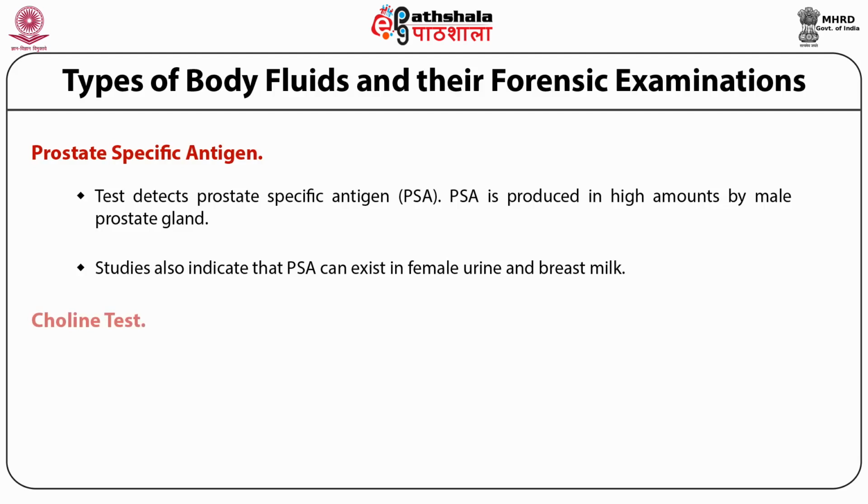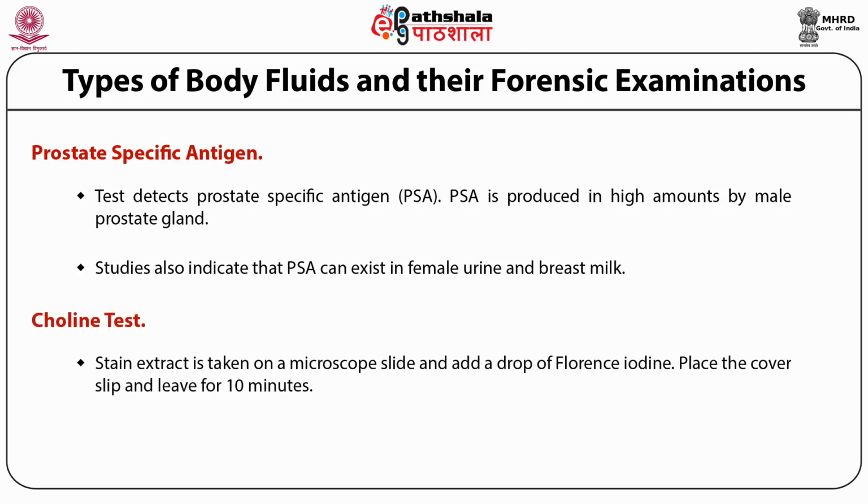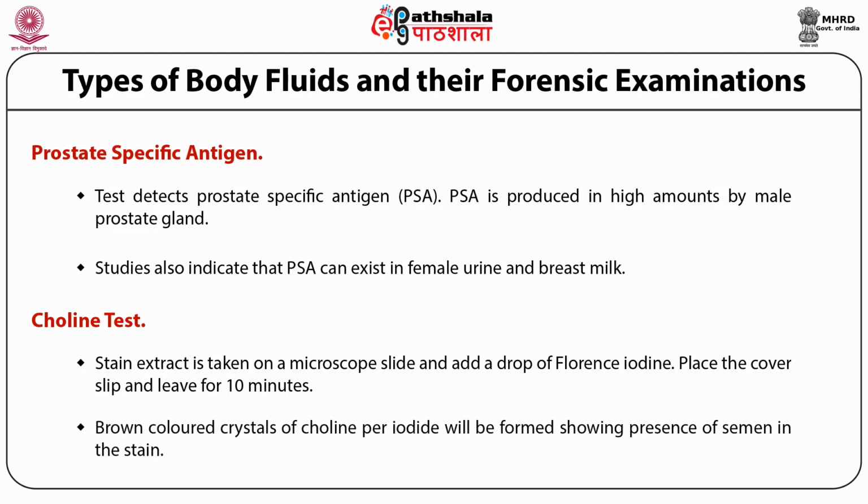The fourth, choline test. A stain extract is taken on a microscope slide and a drop of fluorescent iodine is added. Place the cover slip and leave for 10 minutes. Brown colored crystals of choline periodide will be formed, showing presence of semen in the stain.